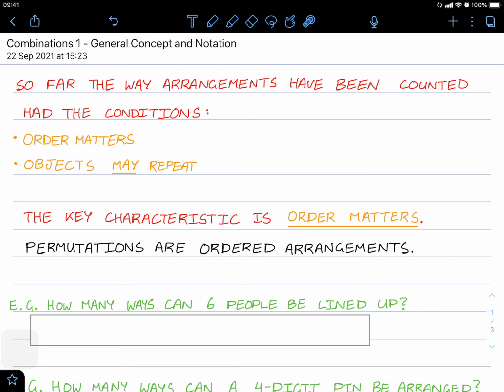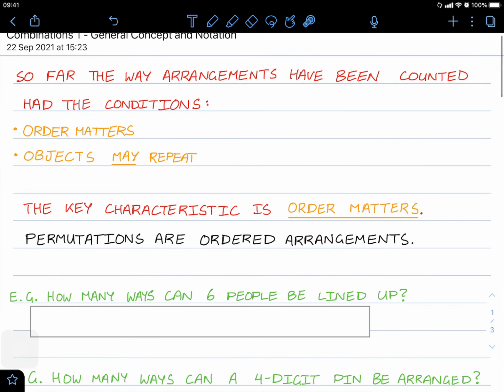So far the way arrangements have been counted had the following conditions: order matters, and objects may or may not repeat. Either way, the key characteristic of all the arrangements we've done is that order matters. So the main thing I need you to understand is that permutations are ordered arrangements.